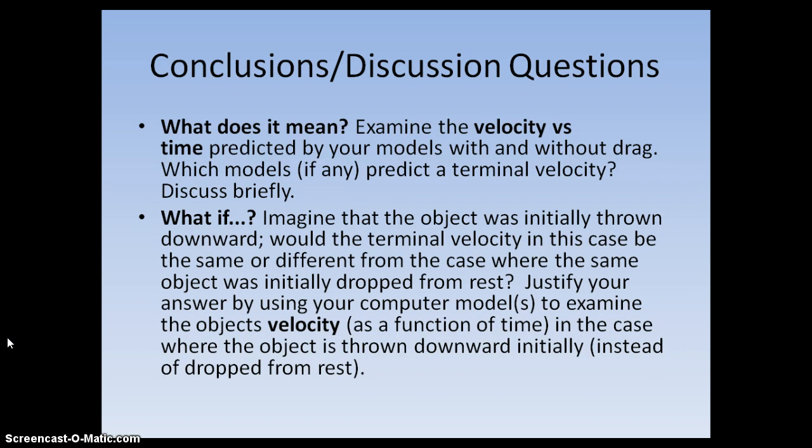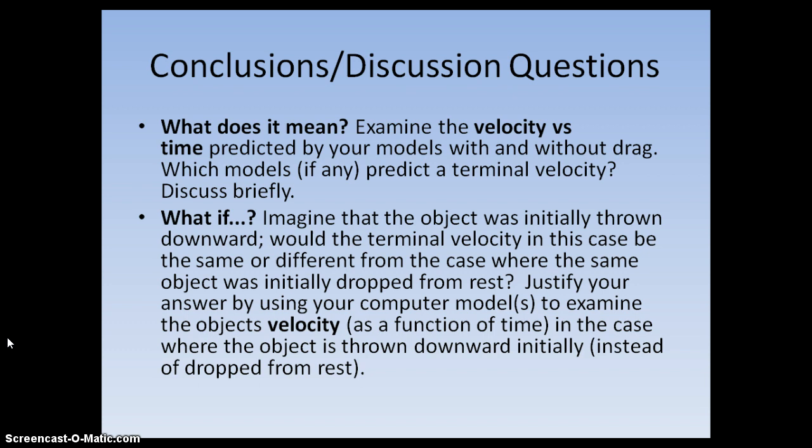So what does it mean? Examine the velocity versus time predicted by your models with and without drag. This is exactly what we just did before. The velocity versus time without drag was very off. It did not properly predict the position at the final point. It was slightly larger than the observation. With drag, you can predict much more accurately.